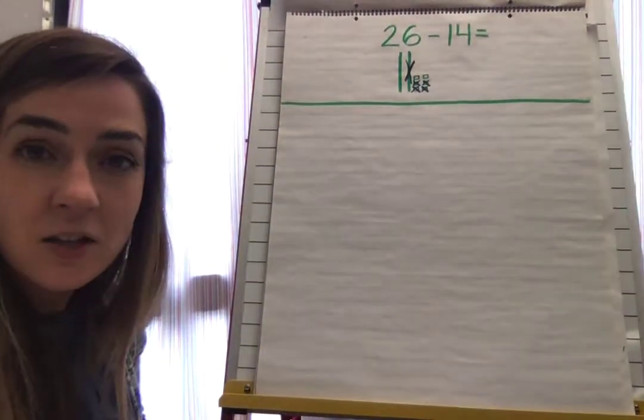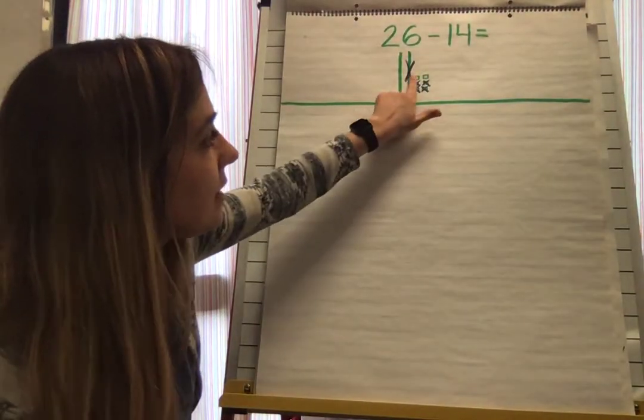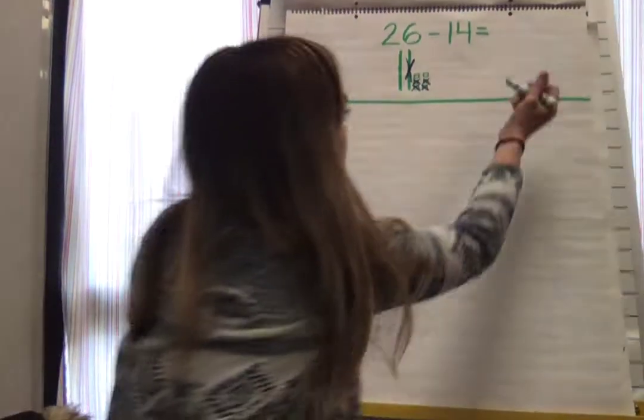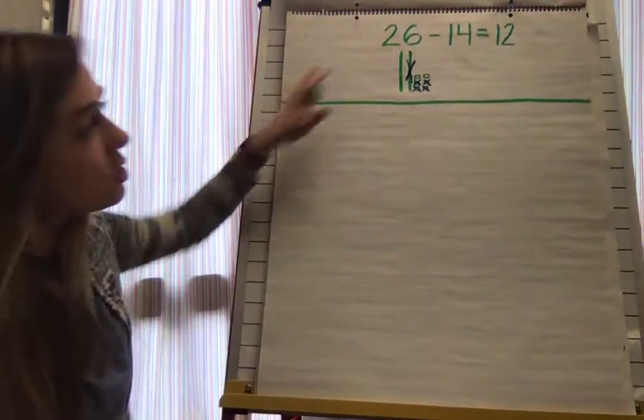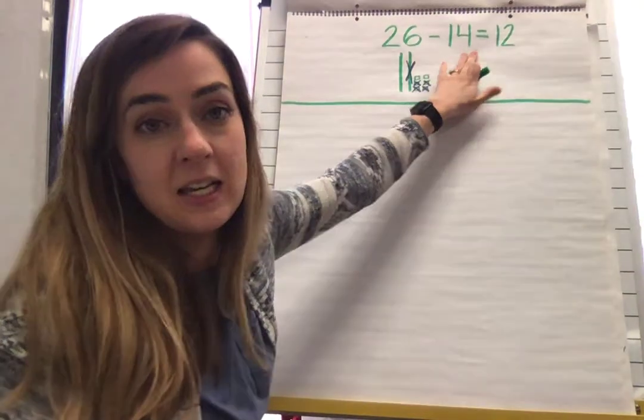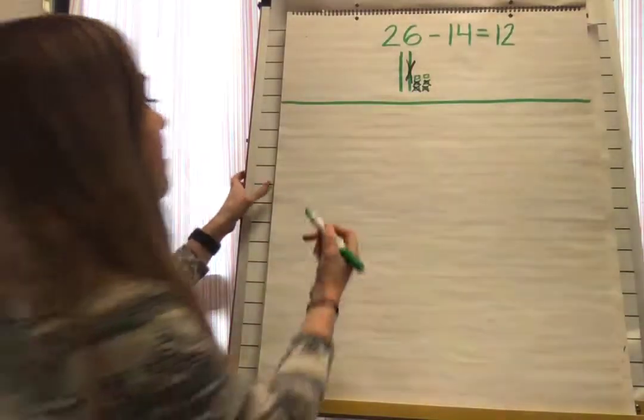Okay, and then my answer is what is left. So I would count 10, 11, 12, and write my answer. So 26 minus 14 equals 12. All right, let's do another one together.